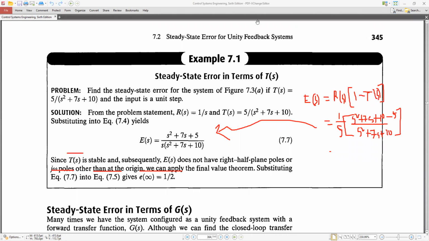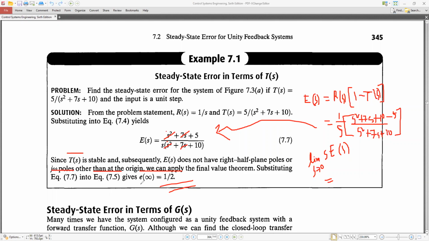So if you put this value, say limit s tends to infinity, is yes. Now put this one, then s would be cancelled out, so E(s) will be there. If you put the value of 0 here, it would be 0. So 5 by 10, it would be half.